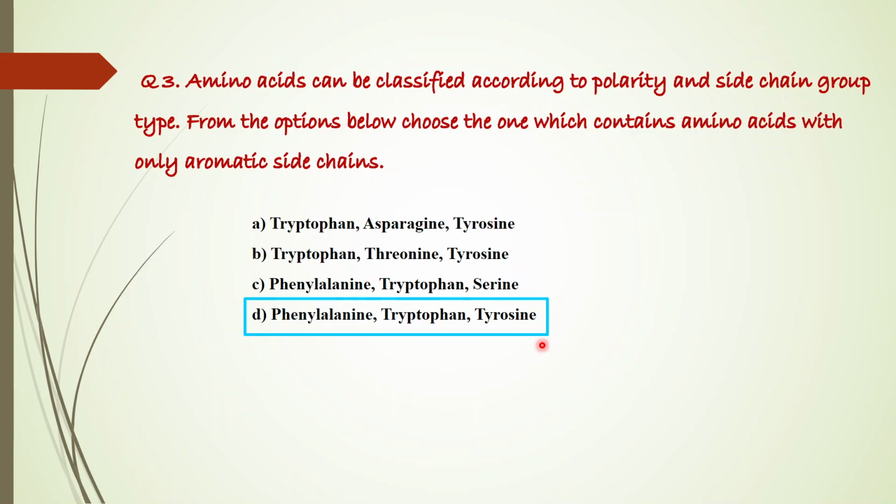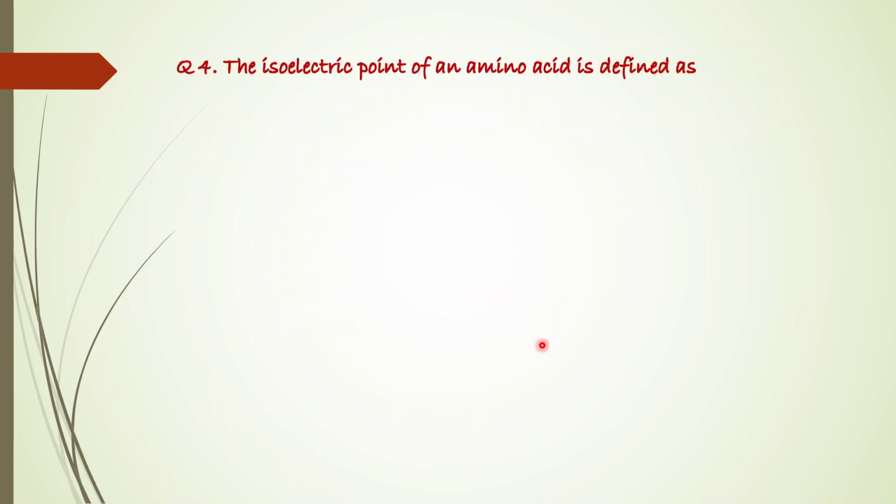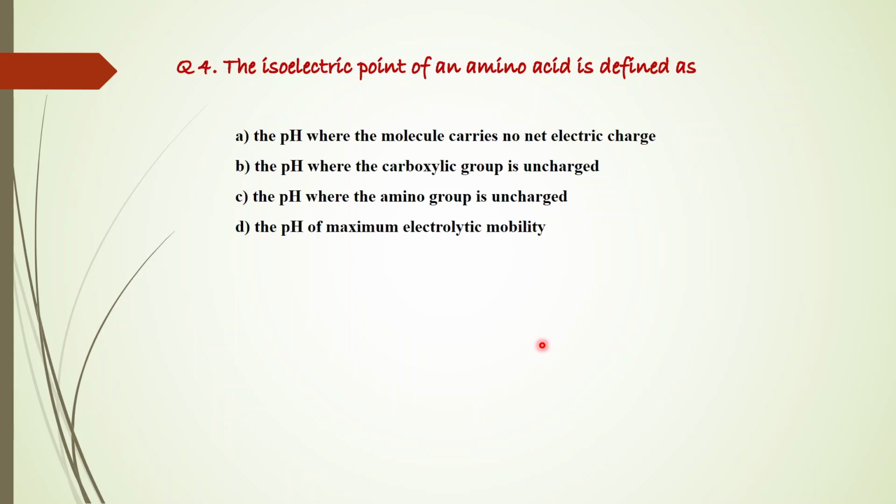Let us move to the next one. This is very easy. I will not even ask all of you to answer it. I'll just directly show you the answer. The isoelectric point of an amino acid is defined as the pH where the molecule carries no net electric charge. It does not mean that the entity itself is uncharged.